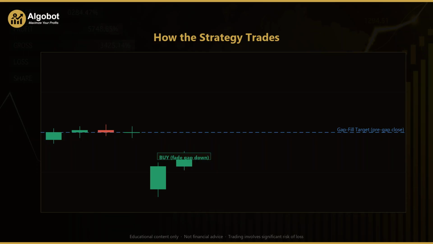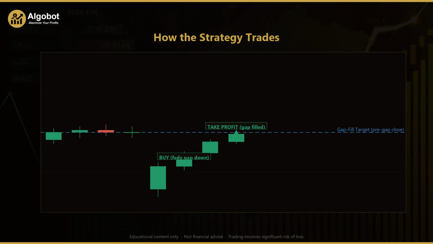Then the fifth candle opens with a sharp gap down, well below the previous close, leaving an obvious empty space beneath the line. Crucially, that same gap bar closes bullish, finishing higher than it opened. That rejection is the confirmation the strategy waits for.